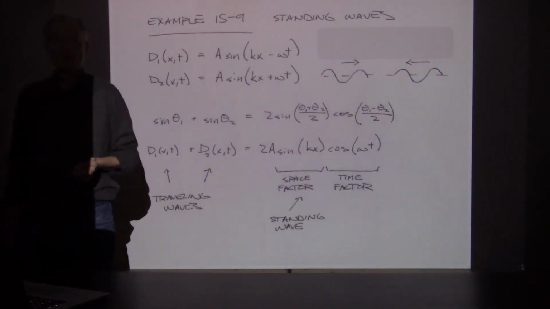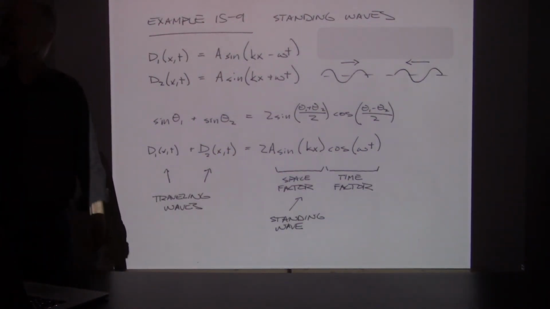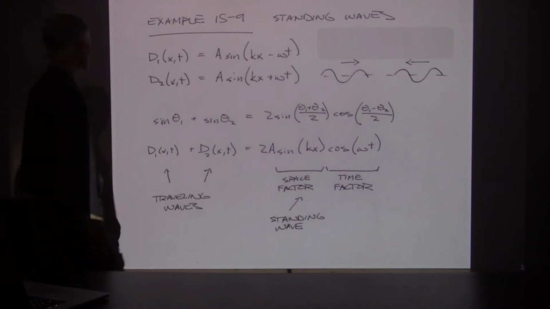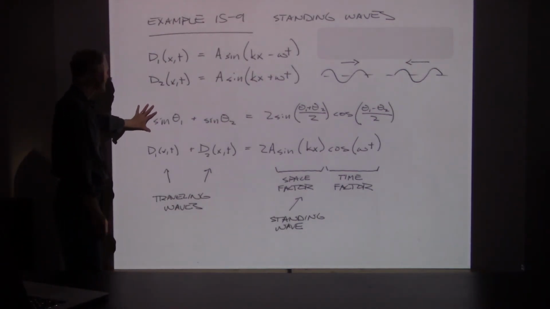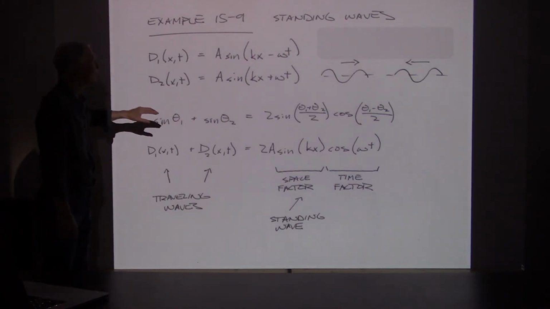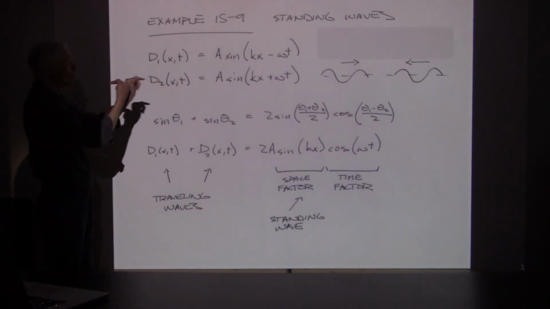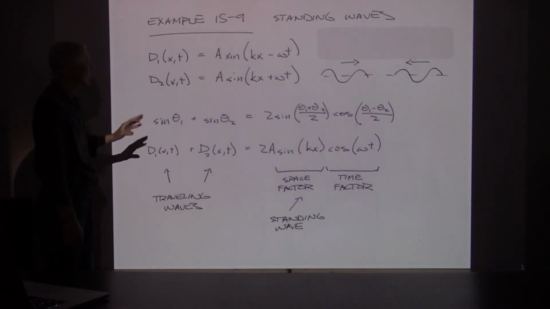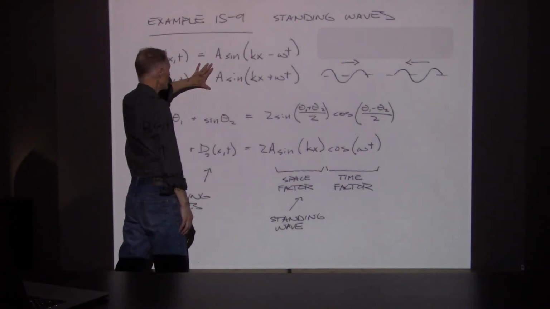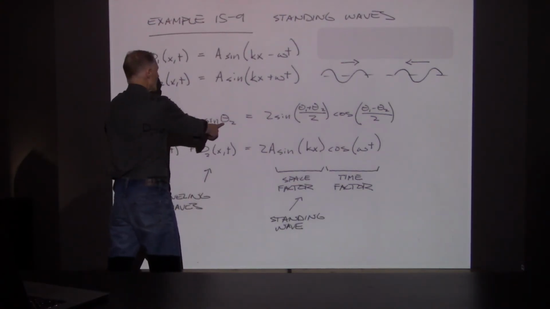Now, you may remember this from your trig. This is one of the more useful trig identities. For many students, trigonometry was so traumatic that you've blocked it from your memory. You can't remember any of these, but they're in the back of the book, especially the ones that are relevant for physics. And this is one of those that's really handy to show that two traveling waves can be combined.